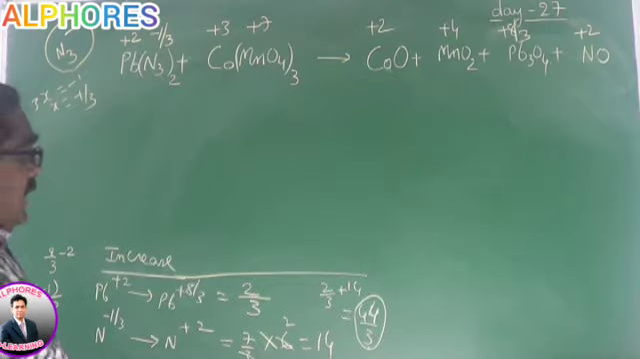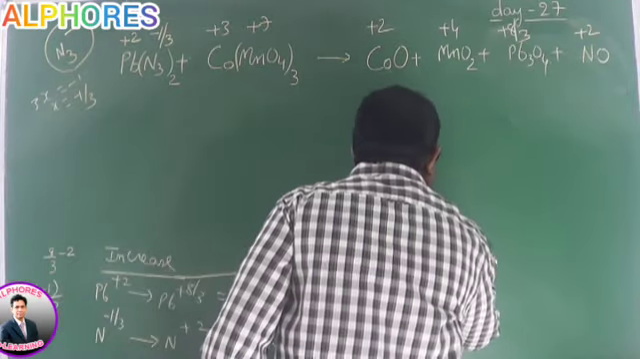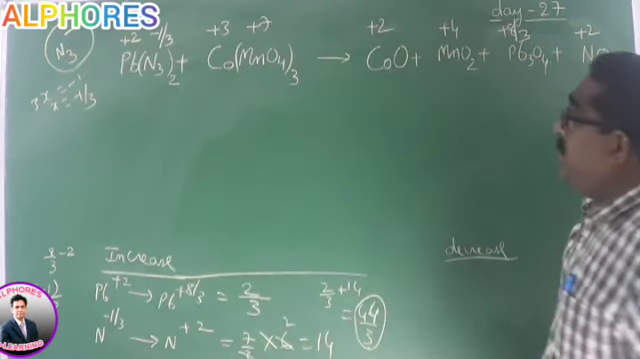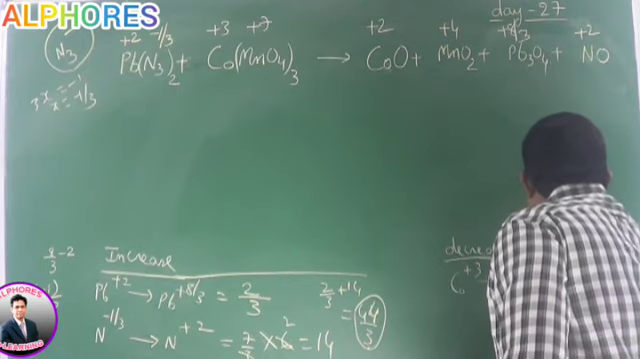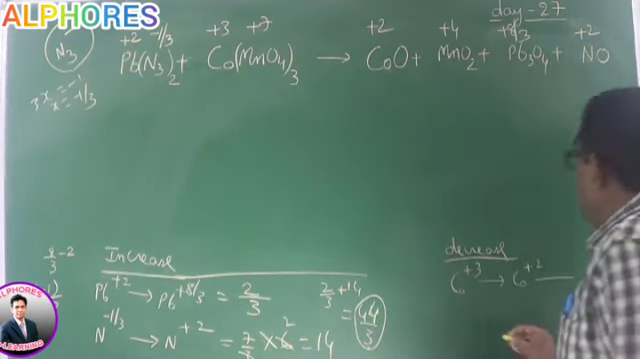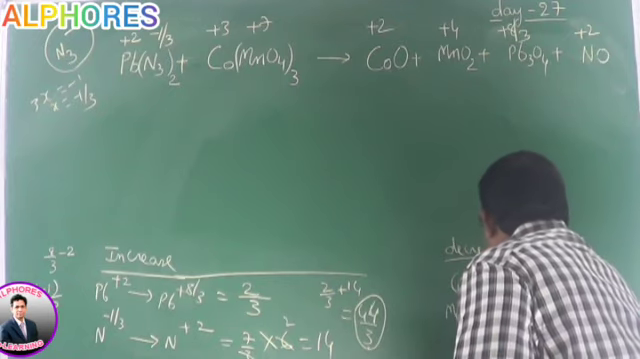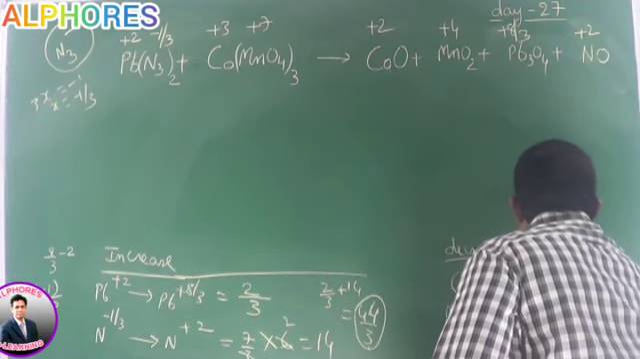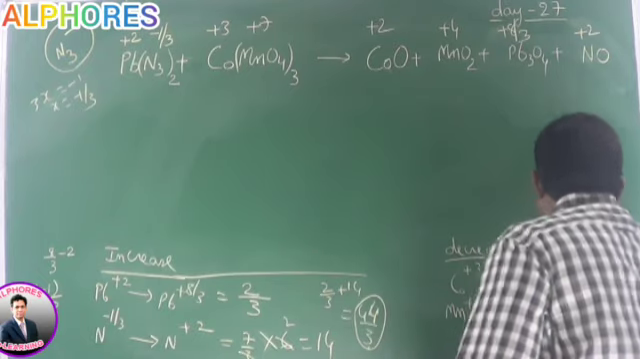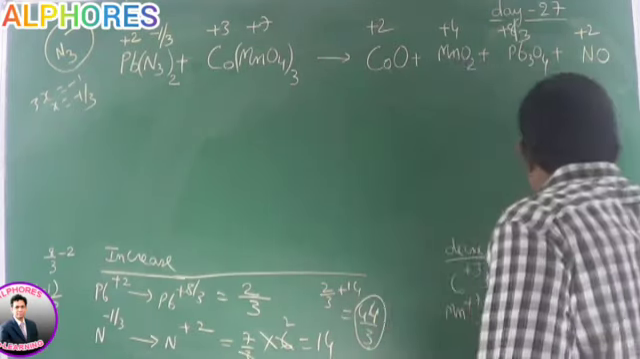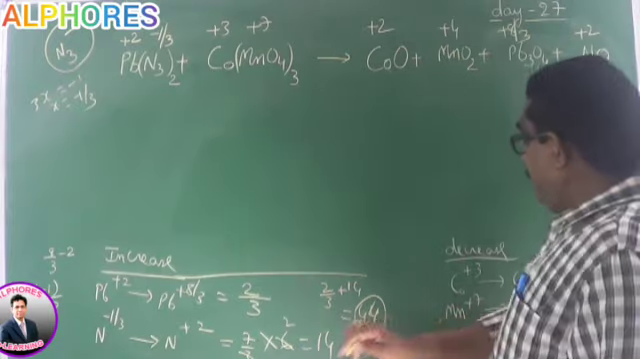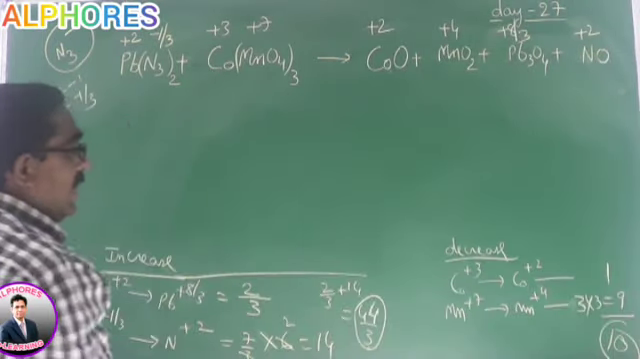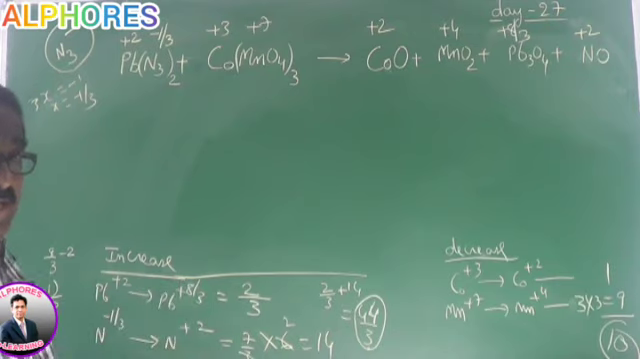Now the decrease. I am writing here which species are decreasing. Two species are decreasing: cobalt +3 to +2, change 1, only one cobalt. Permanganate, manganese +7 to manganese +4, that is 3, but how many such manganese are there? 3. 3 into 3, 9. So net change is 10. So 10 and 44/3.